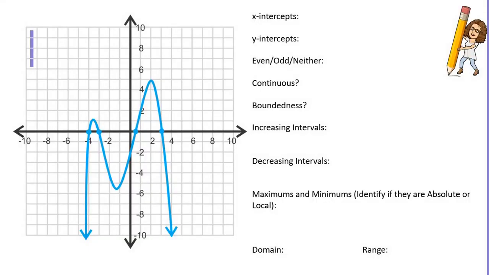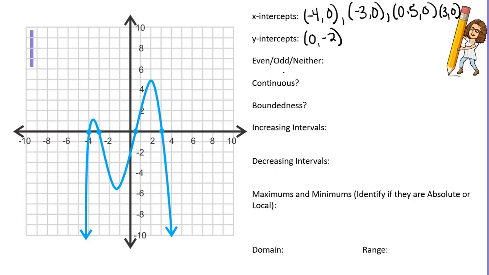So let's actually do an example here. First of all, I'm going to identify my x-intercepts. That's where I cross the x-axis. So it looks like I have x-intercepts at (-4, 0), (-3, 0), maybe (0.5, 0), kind of guessing, and (3, 0). The y-intercept, where I'm crossing the y-axis, is at (0, -2).